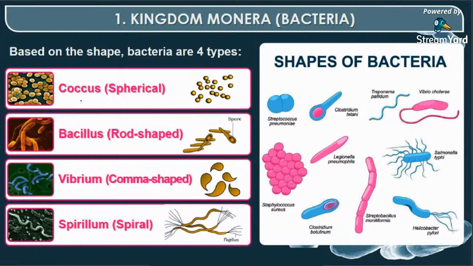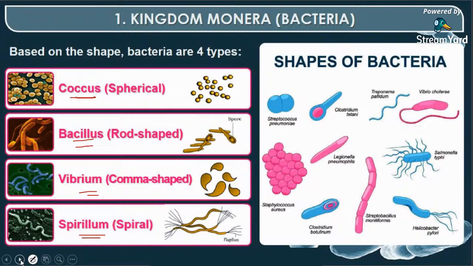So, coccus is a spherical bacteria, rod-shaped is bacillus, comma-shaped is vibrio, and spiral-shaped is spirillum. So this is all about the four types of bacteria: spherical coccus, rod-shaped bacillus, comma-shaped vibrio, and spiral-shaped spirillum.